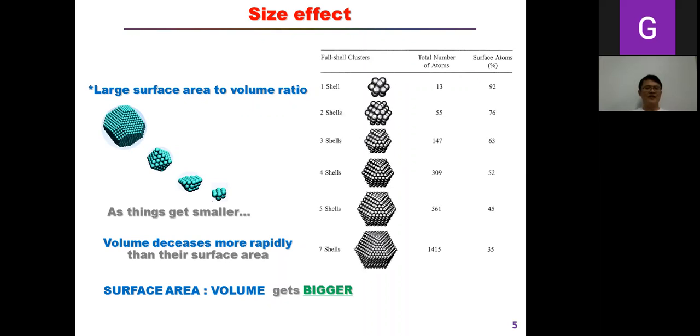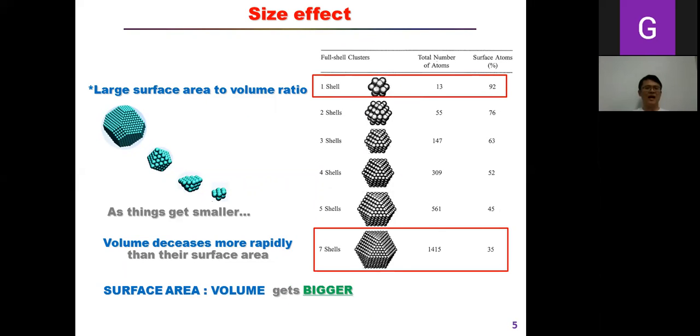You see here a simple example of shell clusters. The 7 shell cluster comprises 1,415 atoms. The percentage of surface atoms is 35%. If you make it a smaller particle, like 1 shell, the total number of atoms is 13, but the percentage of surface atoms is 92%.